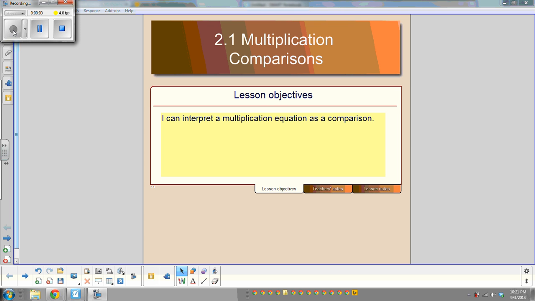Okay, so tonight we're starting off video homework. Again, we're going to try it again. We're working on Chapter 2, 2.1, first lesson, and we're working with multiplication comparisons. Our lesson objective is that we're going to be able to interpret a multiplication equation as a comparison between two numbers.